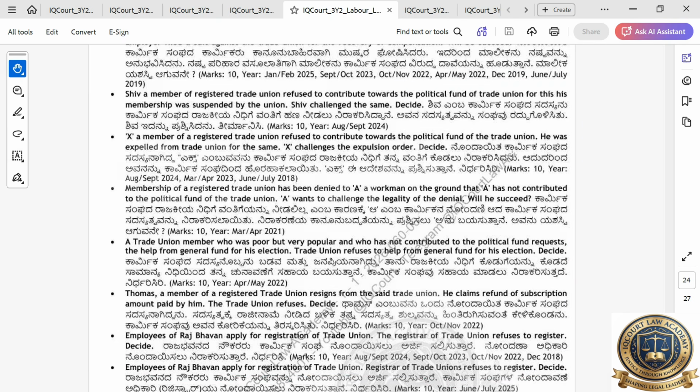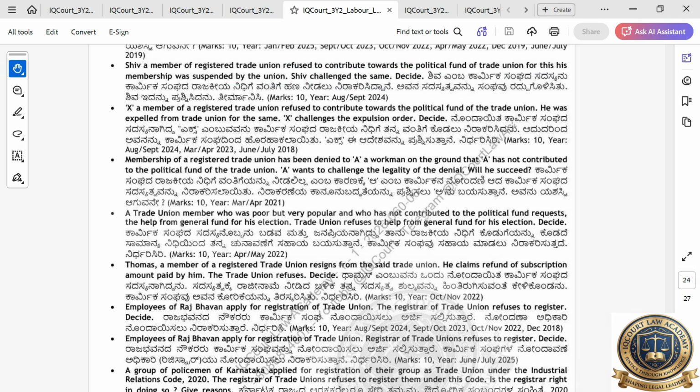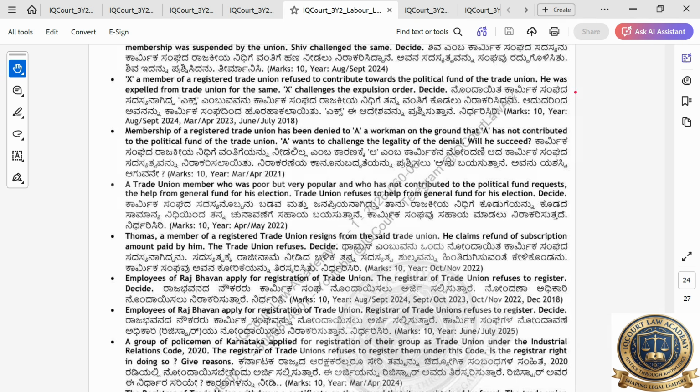Very, very important. Shiva, a member of trade union, refused to contribute towards the political fund of the trade union, so the union suspended this member. No, they can't suspend. Nobody can force you to contribute towards the political fund. That is as per the Industrial Relations Code. They will definitely ask the problems also. Very, very important question.